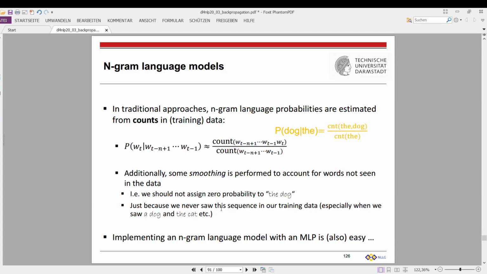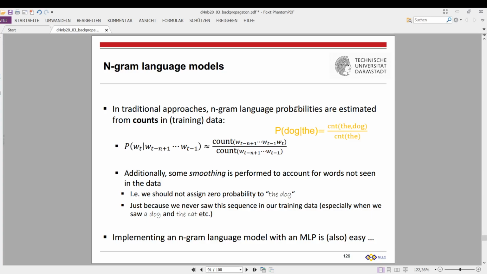And therefore we want to account for the fact that our corpus can only represent a specific domain or a specific aspect of language, while the reality is still not exactly captured by our corpus. To illustrate this with a concrete example, you would not want to assign zero probability to the string "the dog", especially when maybe you have seen a dog and a cat in the data. This illustrates why it would not make sense to set this to zero.